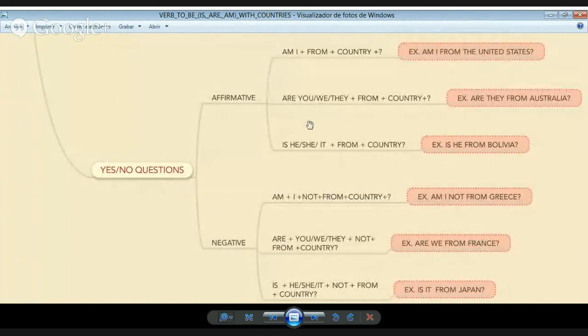Basically you have the following structures here and the examples. Example, am I from the United States?